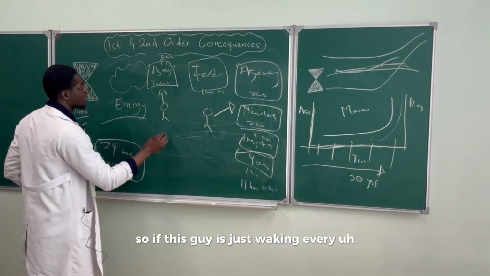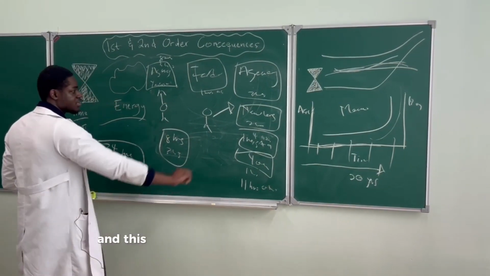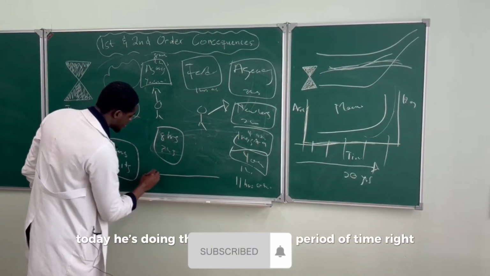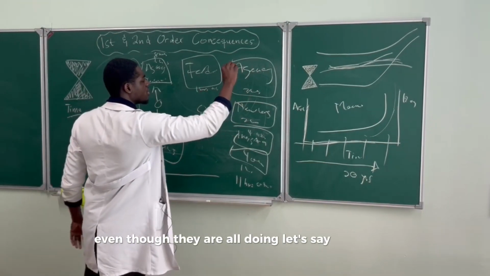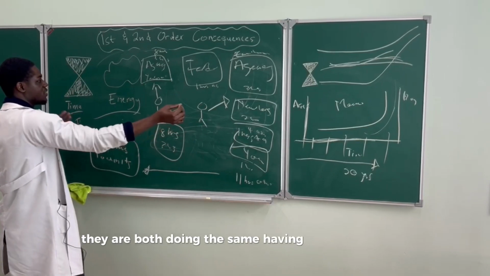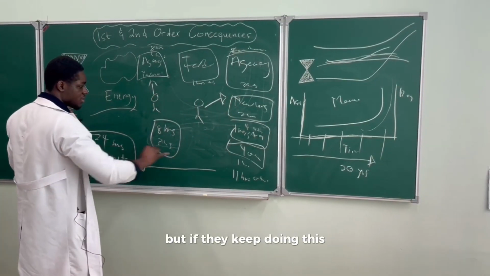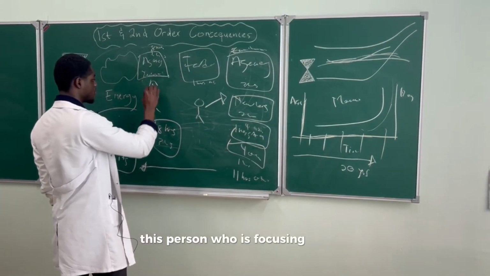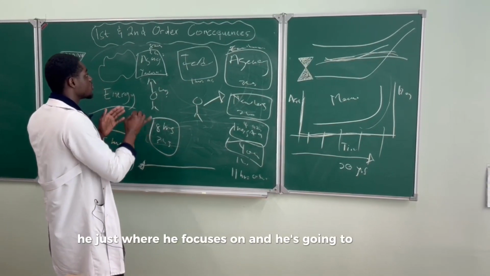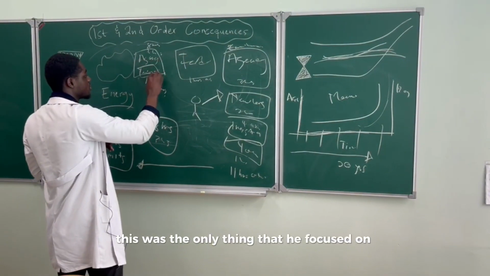So if this guy is just waking up every day and he's spending 8 hours on his business and 3 hours on YouTube, right? And this guy is just dispersing his energy anywhere. Today he's doing this, he's doing that, today he's doing that. After a certain period of time, right? Even though they are both doing, let's say, digital email marketing, having the same agency, this guy is just focusing on one thing, and this guy is focusing on different things. But if they keep doing this for a certain period of time, this person who is focusing on less is going to have much better results, because he knows what he focuses on, and he's going to know the bad side of the business and the good side of the business, because this is the only thing I focus on, right?